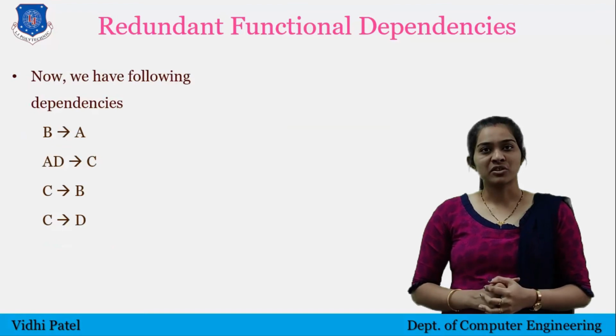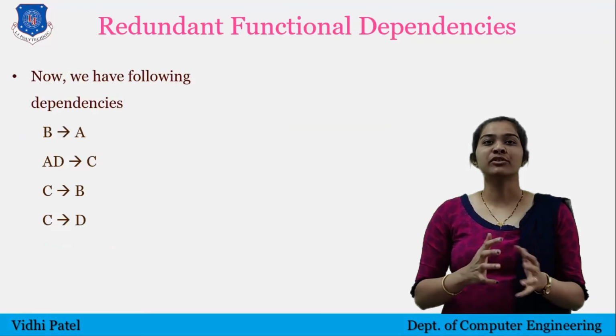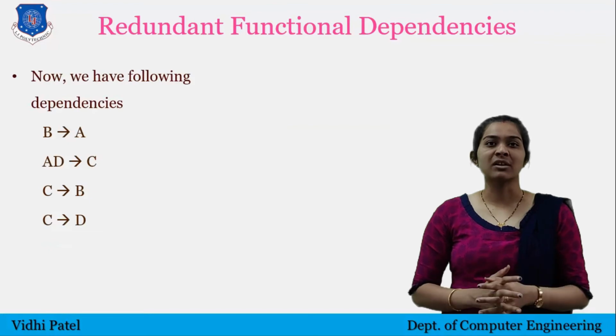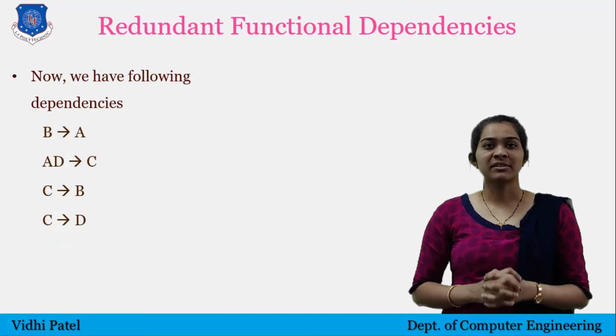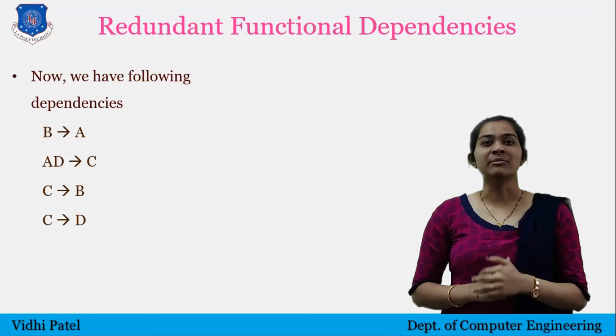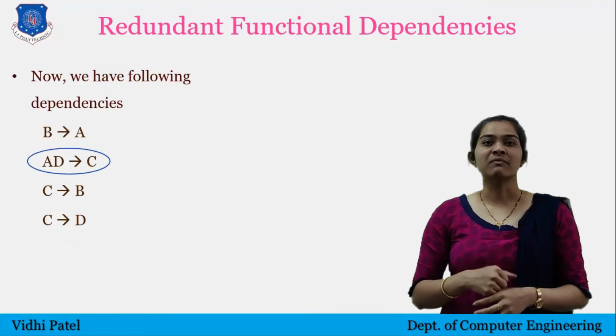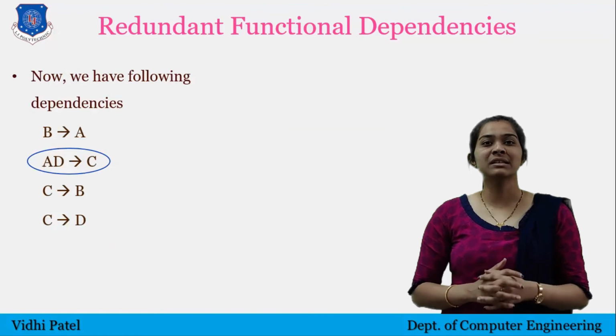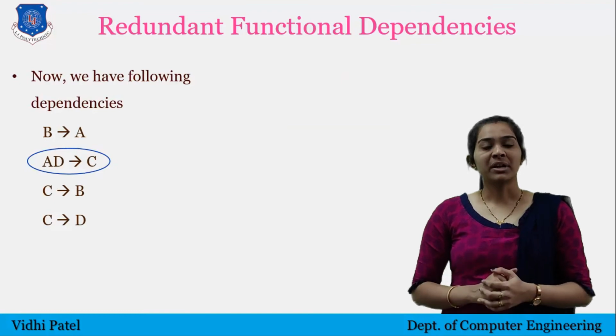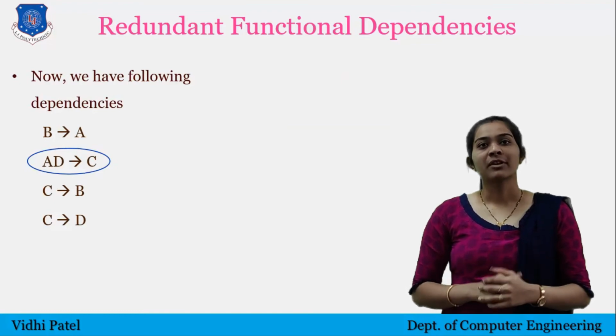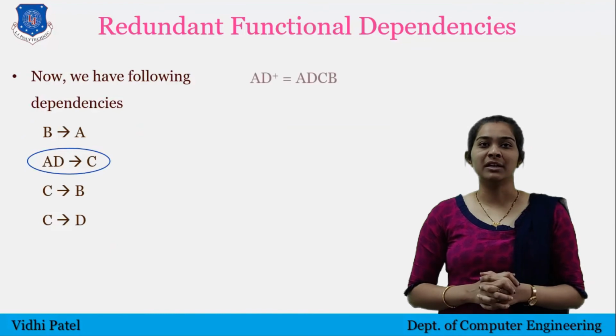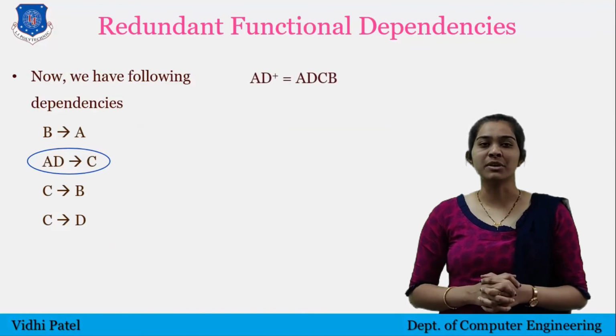As per our discussion, we cannot decompose the relation from the left hand side. So now check whether any dependency is redundant or not. For that, we have to check the AD determines C dependency, because without that dependency, we can see that there is no left hand side attribute that is redundant. Take dependency AD determines C. Find the closure set of AD. We get A, D, C and B.